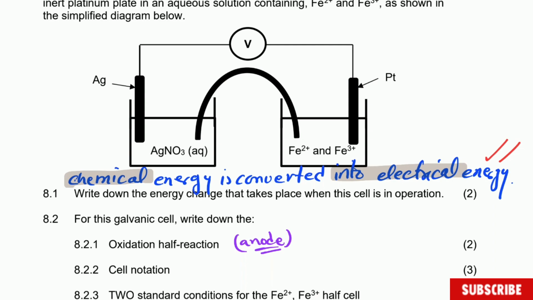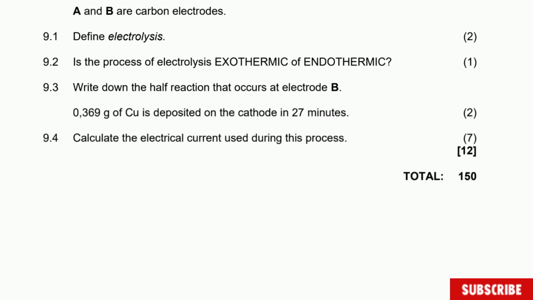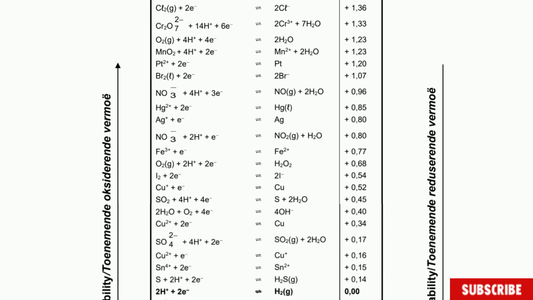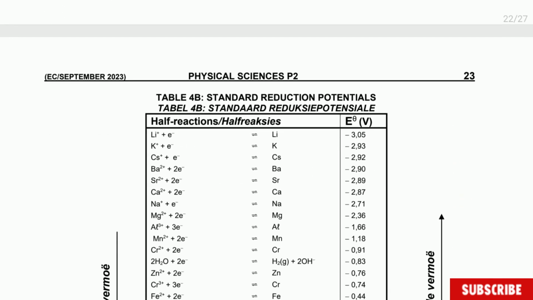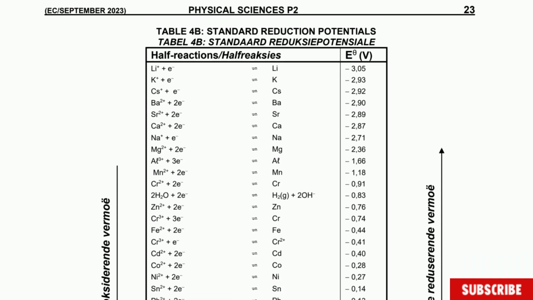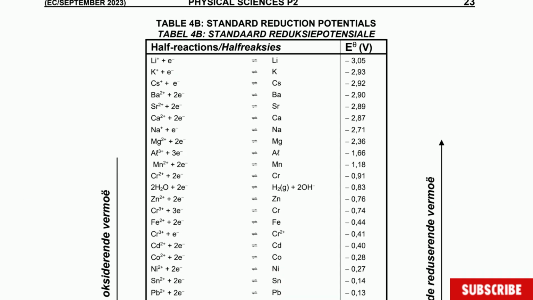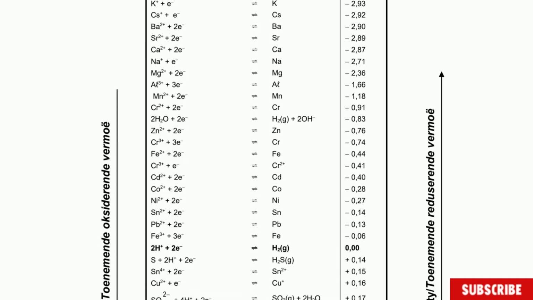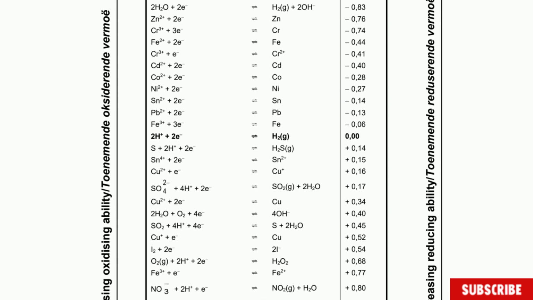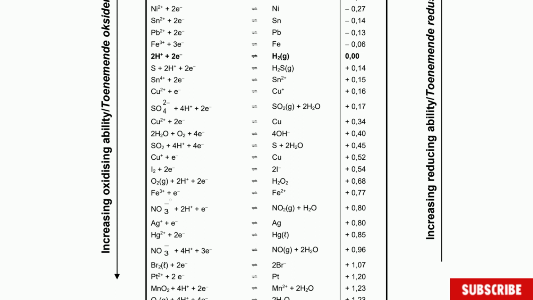To do that one, we're going to go to the table of standard reduction potentials, this table here, and we want to use this B. In this cell, on one side we have silver, and on the other side we have Fe2+ and Fe3+. So we are going to be looking for those. Here we found Fe3+ and Fe2+ on this side.